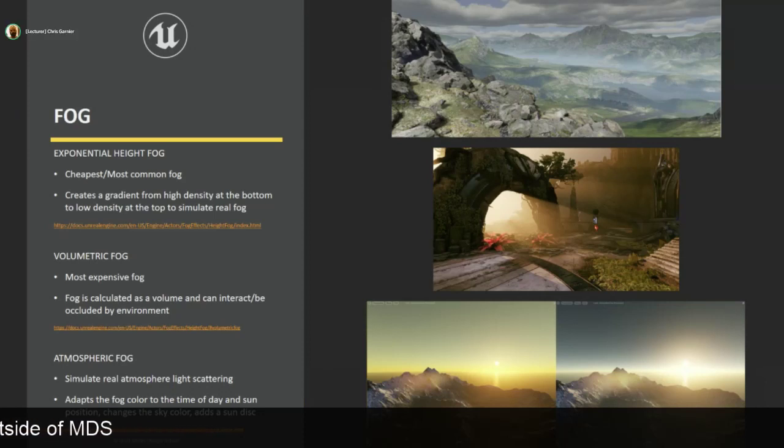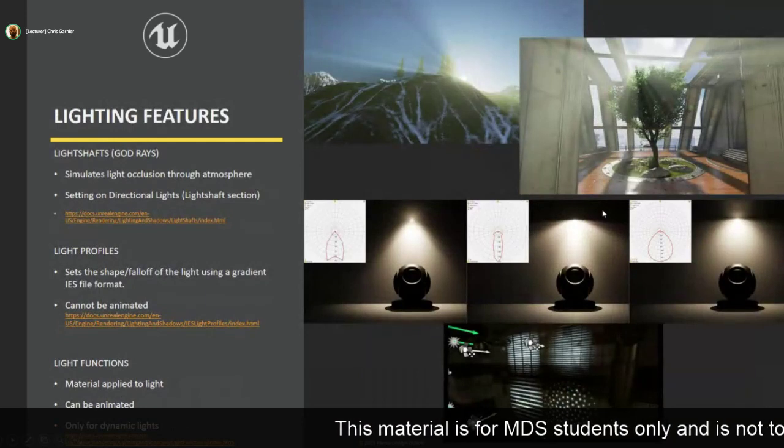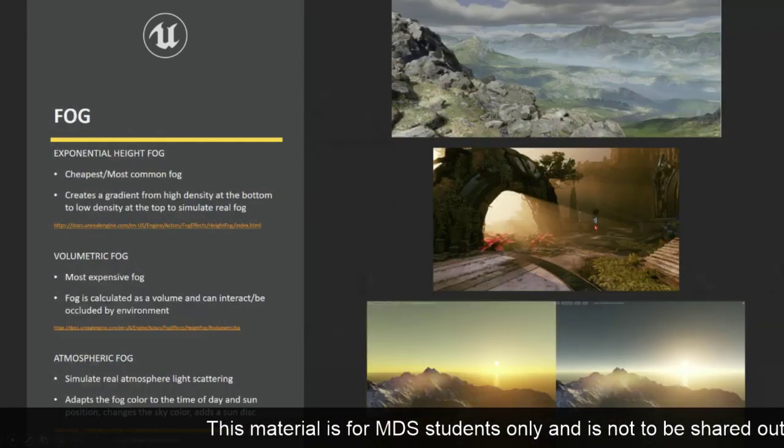When it comes to fog, you have 3 main types of fog. The first one is called exponential height fog.